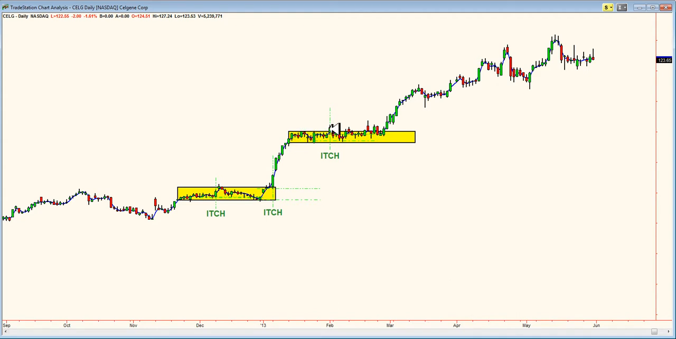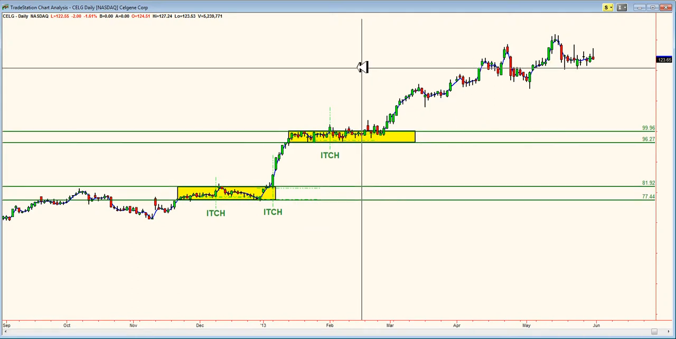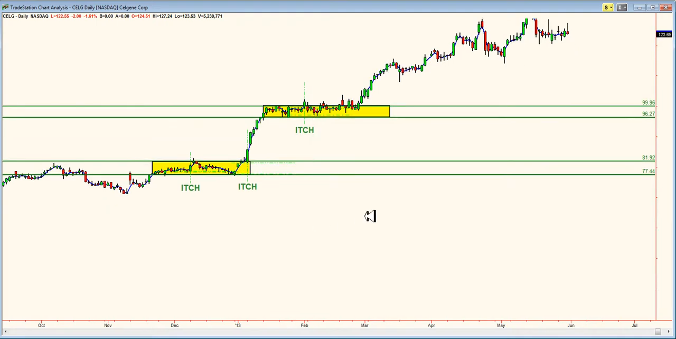Same here. We broke out. We had our clearly defined box, and within that box we broke out again and took off. And you can actually see now Celgene's developing another box. This is what we look for. So these are trend continuations, and you can see that right here.